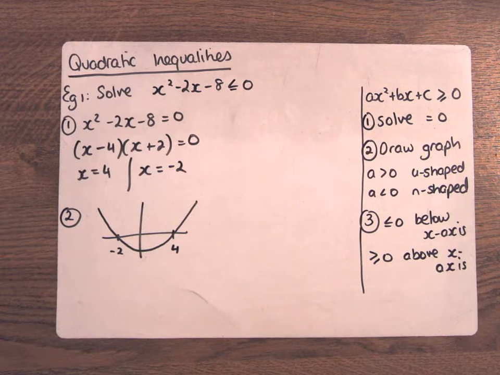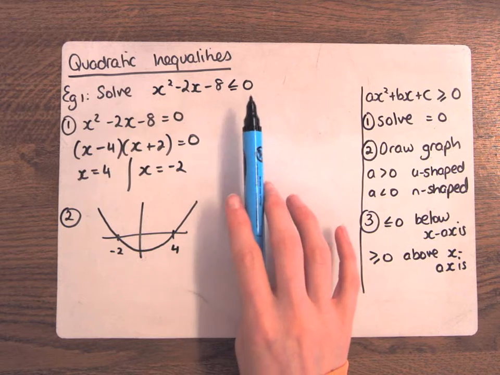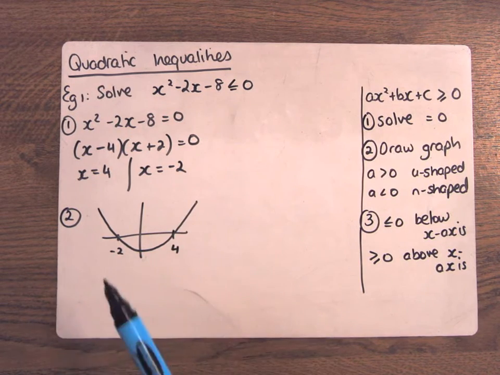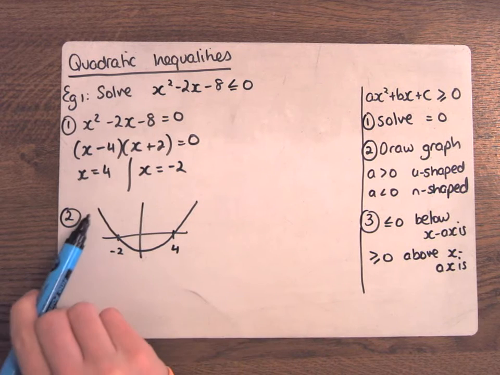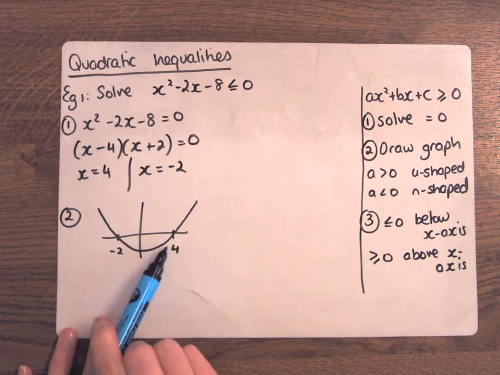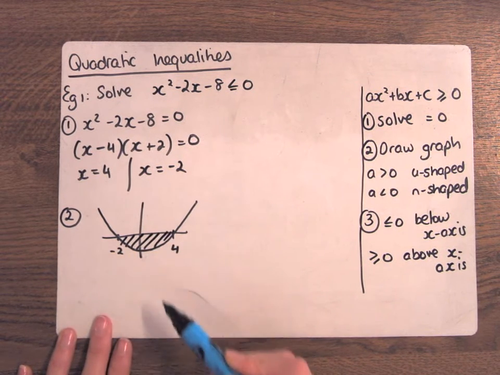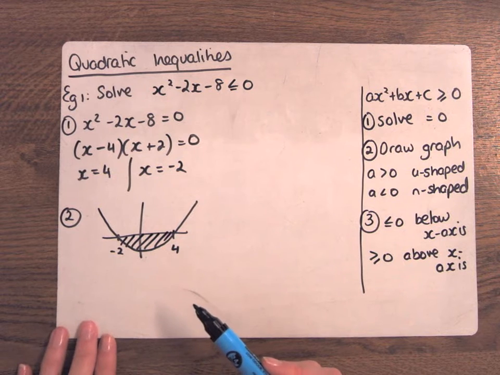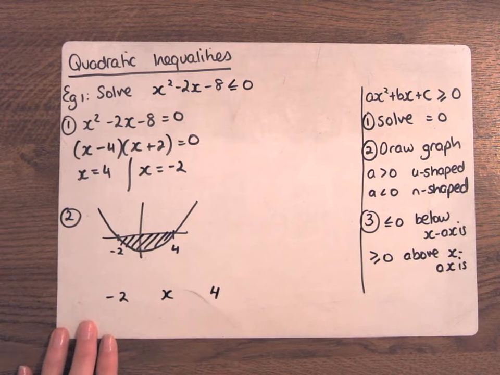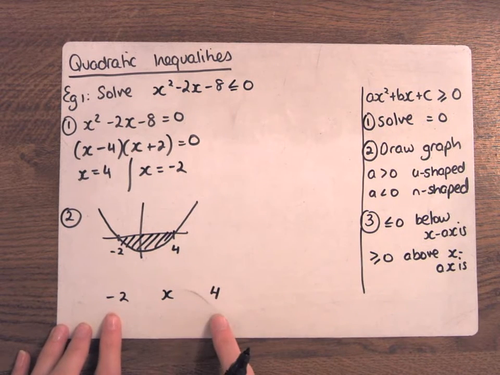Now, the next part. My question is, where is the graph less than or equal to 0? Less than or equal to 0 means under the x-axis. So this here is above, above, above, above, above. Below, below, below, below, below. So here is what I'm interested in. In between what numbers? In between minus 2 and 4. So you're putting your x in between minus 2 and 4.